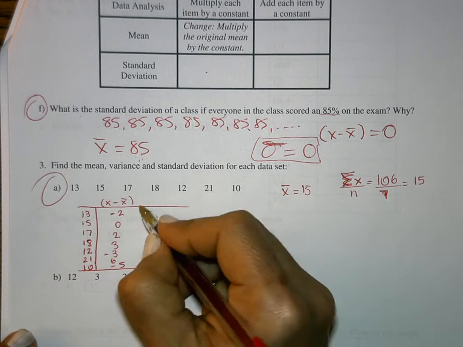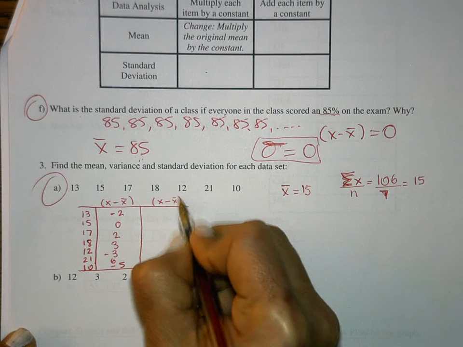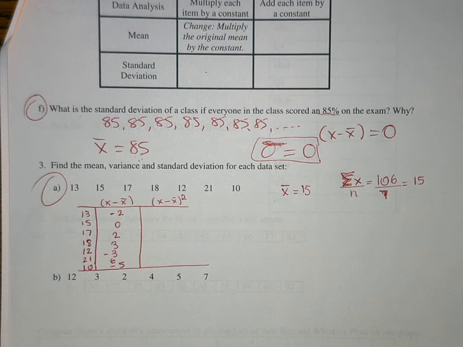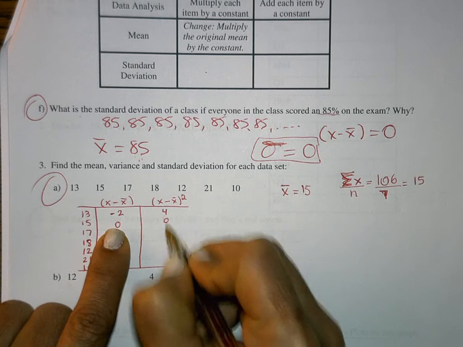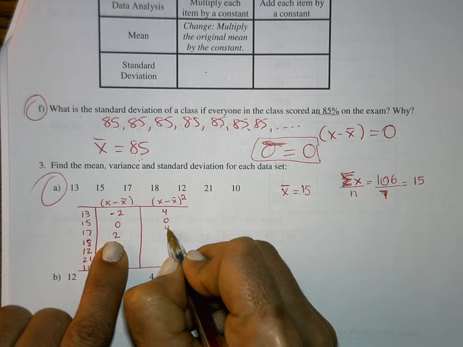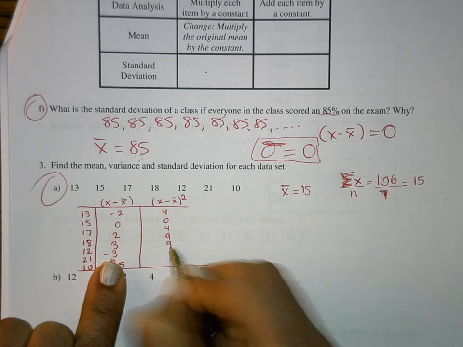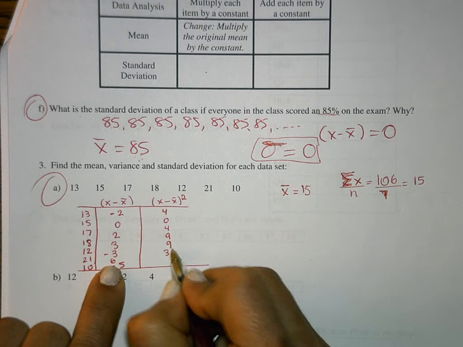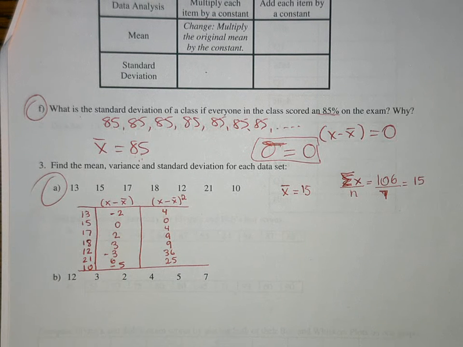Now what I'm going to do is square every single one of these values I found. Okay? So negative 2 squared is a 4. 0 squared is a 0. 2 squared is a 4. 3 squared is a 9. 3 squared again is a 9. 6 squared is a 36. And negative 5 squared is a 25. That was better. I was able to fit it nicely.